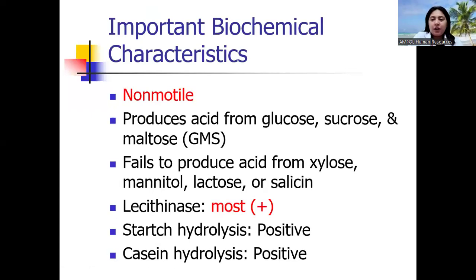So, important biochemical characteristics of your Bacillus anthracis. Again, they are non-motile. They produce acid from glucose, sucrose, and maltose, GMS: glucose, maltose, and sucrose. They fail to produce acid on the following carbohydrates and lecithinase. Most of your Bacillus are positive for lecithinase. Starch hydrolysis and casein hydrolysis, they are also positive.